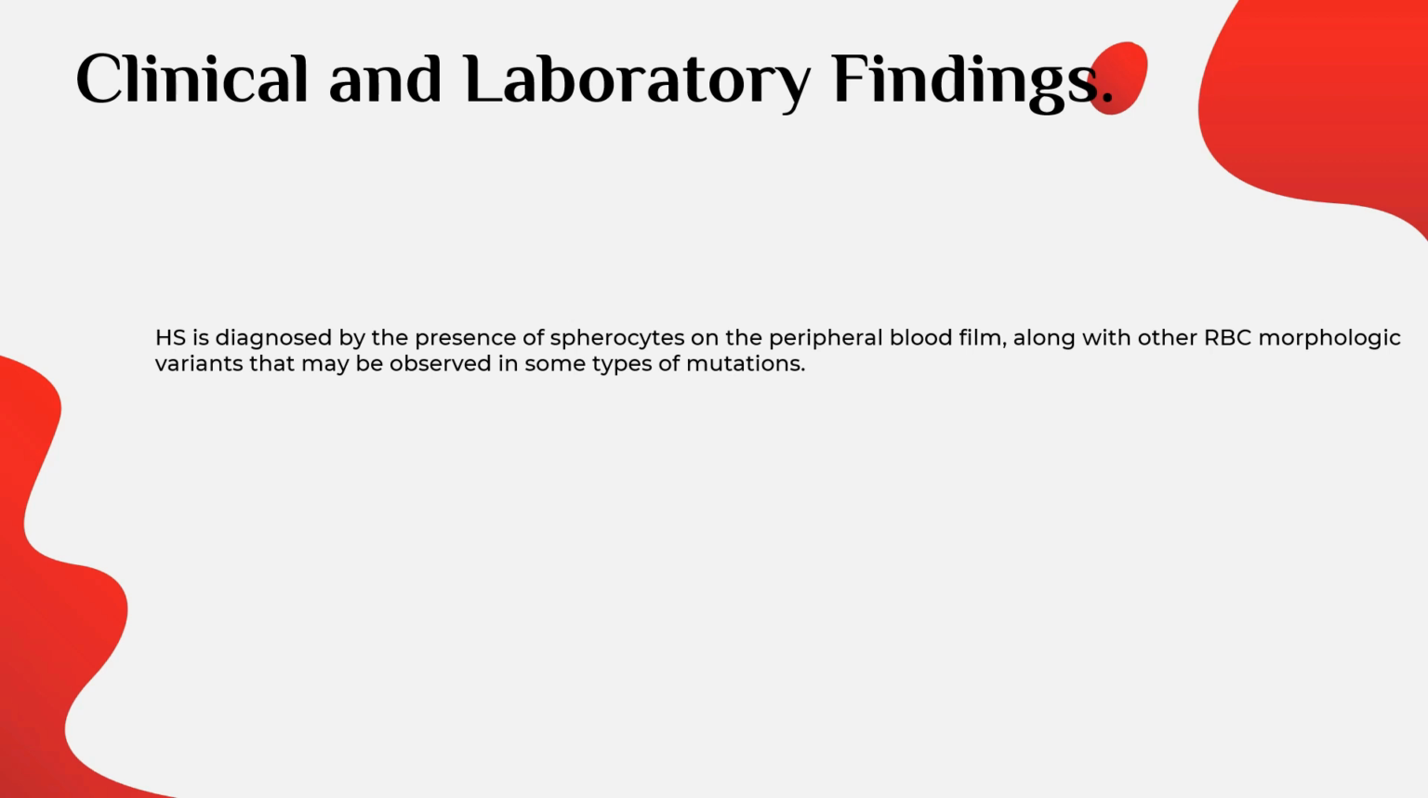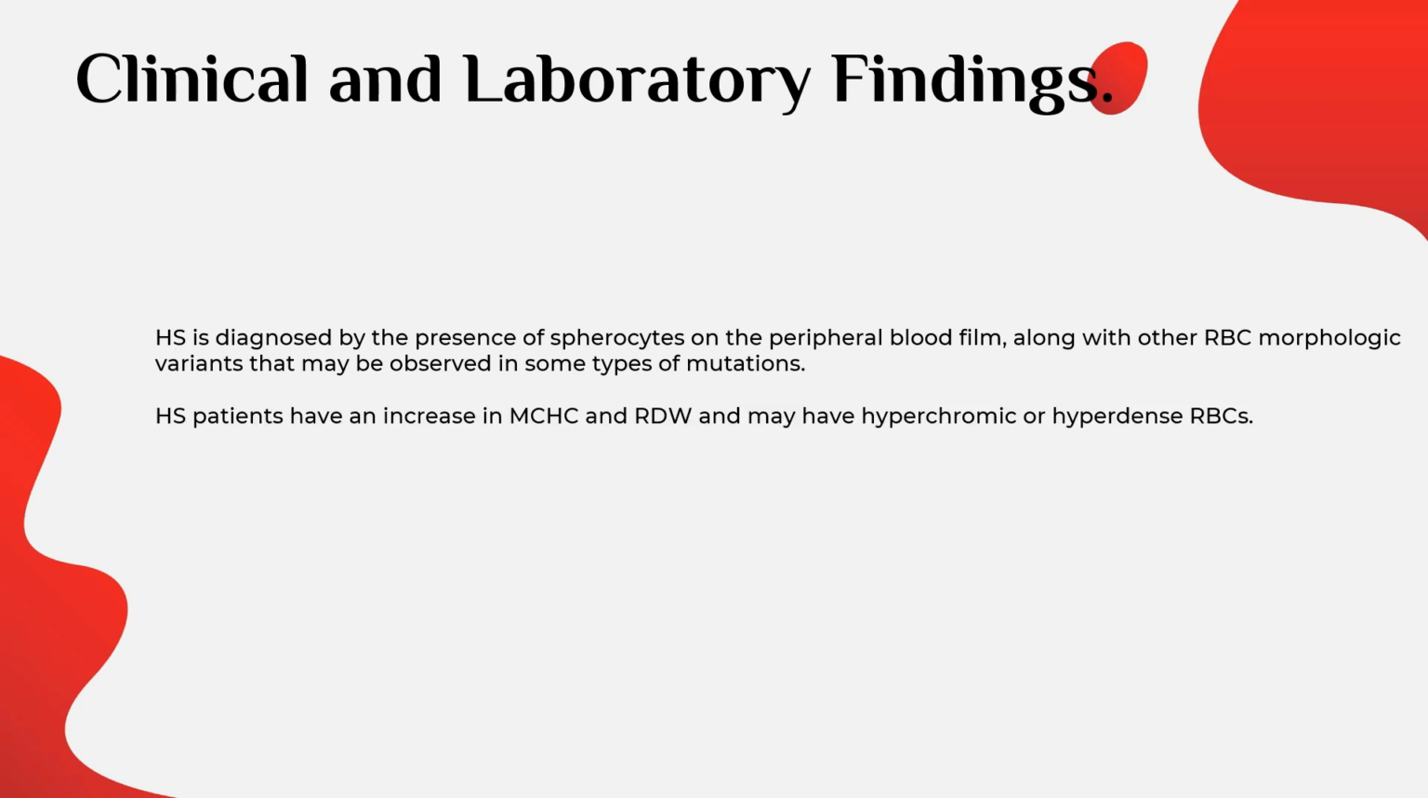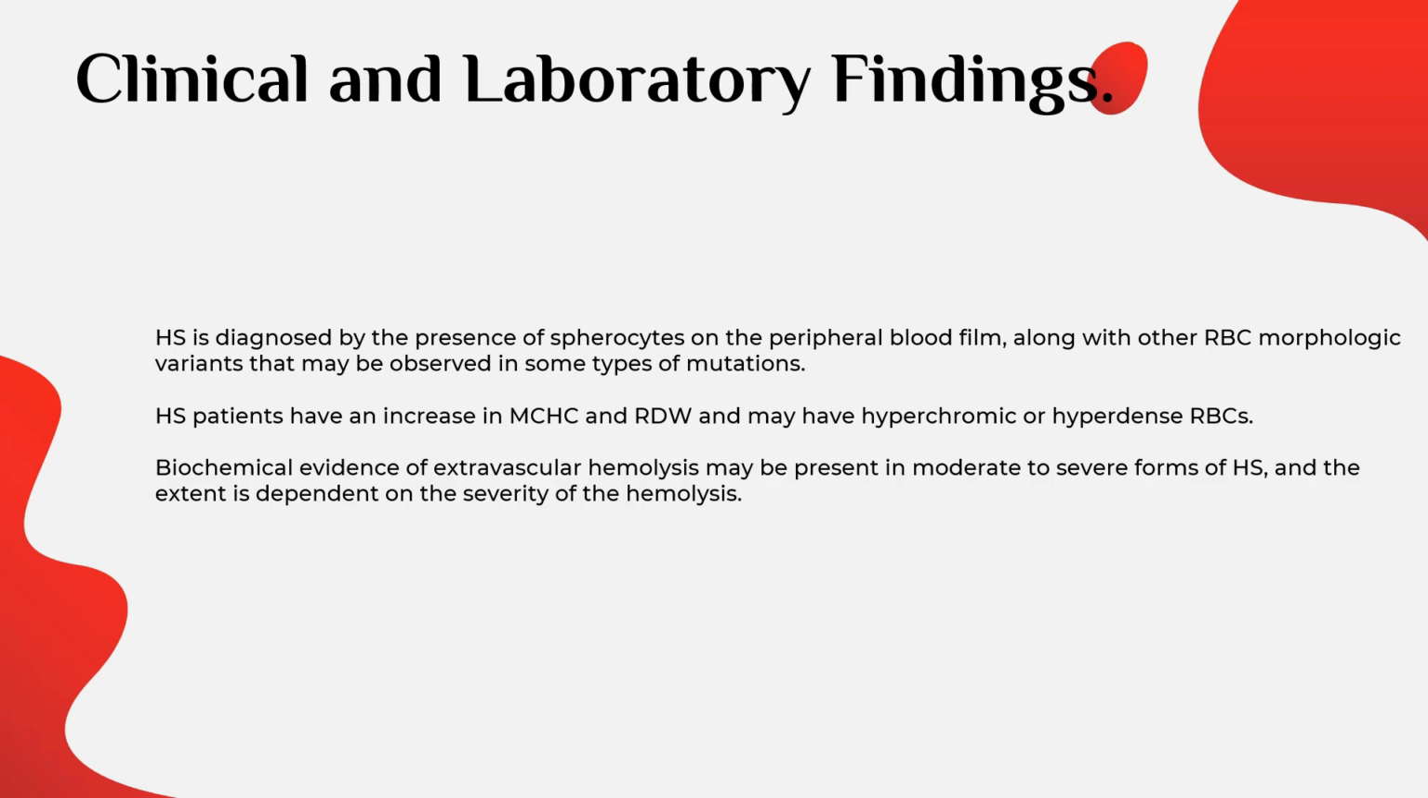Hereditary spherocytosis is diagnosed by the presence of spherocytes on the peripheral blood film, along with other RBC morphologic variants that may be observed in some types of mutations. Hereditary spherocytosis patients have an increase in MCHC and RDW and may have hyperchromic or hyperdense RBCs. Biochemical evidence of extravascular hemolysis may be present in moderate to severe forms of hereditary spherocytosis, and the extent is dependent on the severity of the hemolysis.